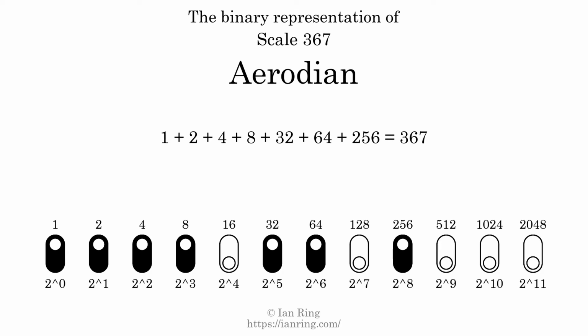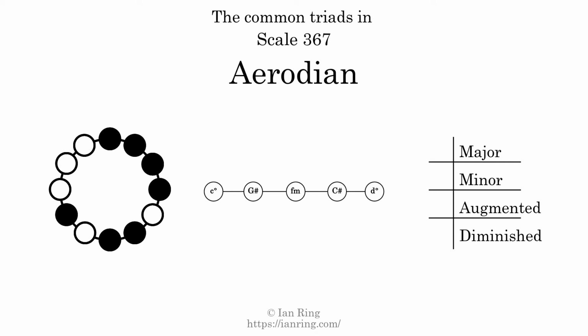The scale number not only enumerates the scale with a unique index, but it also literally describes the tonal content of the scale. Represented as a binary number in base 2, the scale number is 0001011011111. Here are the common triads present in this scale.